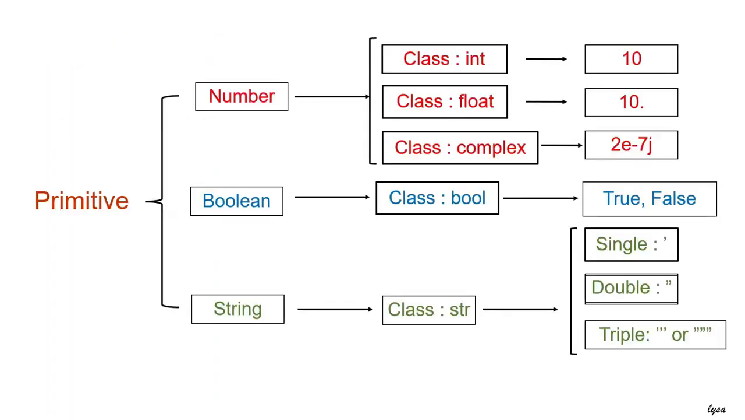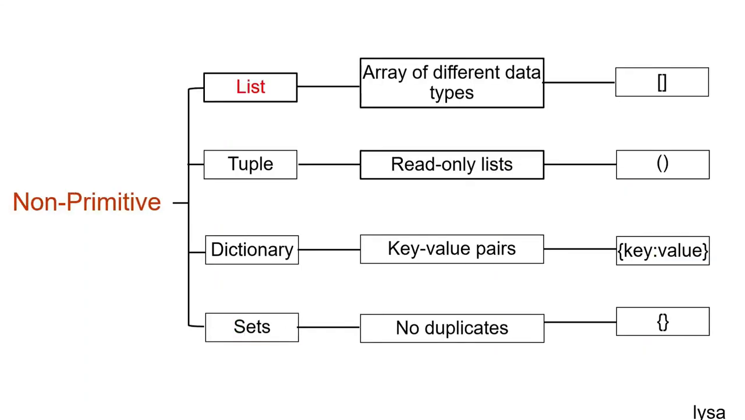So first, let's see what these primitive data types are. The primitive data types are numbers like integers, floats, and complex numbers, booleans like bool, and strings. And non-primitive data types are lists, tuples, dictionary, and sets. So what we have seen so far is a list is a non-primitive data type, but it can be composed of primitive and non-primitive data types.